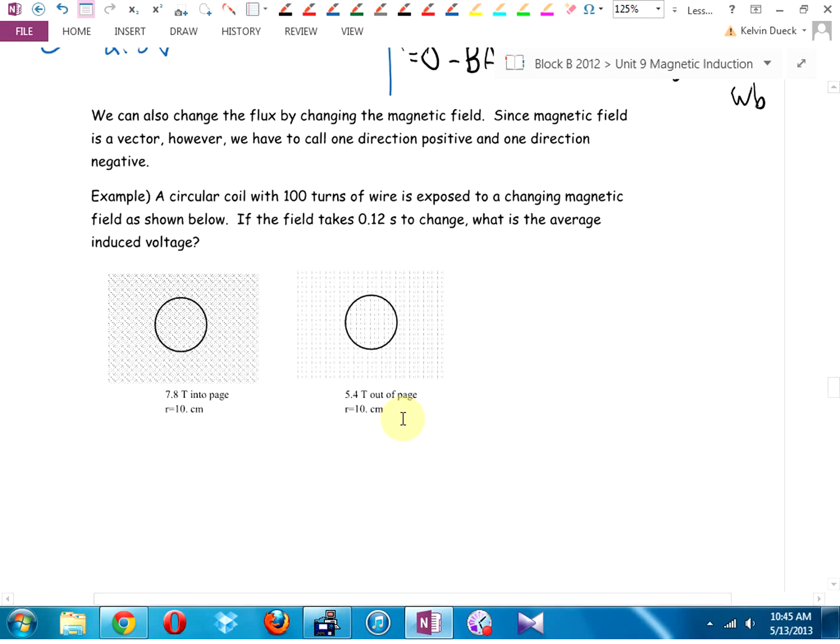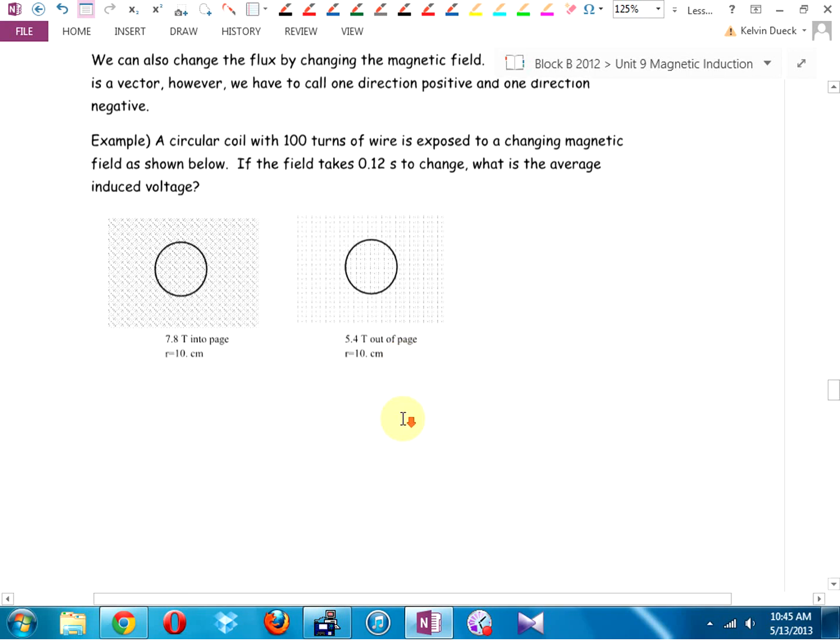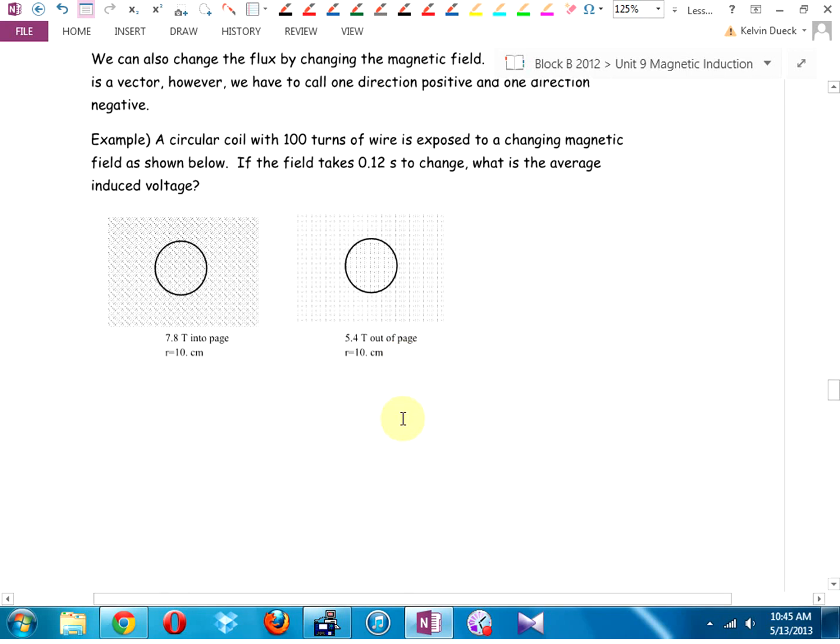It says a circular coil with 100 turns of wire is exposed to a changing magnetic field. Careful. As shown below, if the field takes 0.12 seconds to change, what's the average induced voltage? So they're asking me to find an EMF, a voltage.